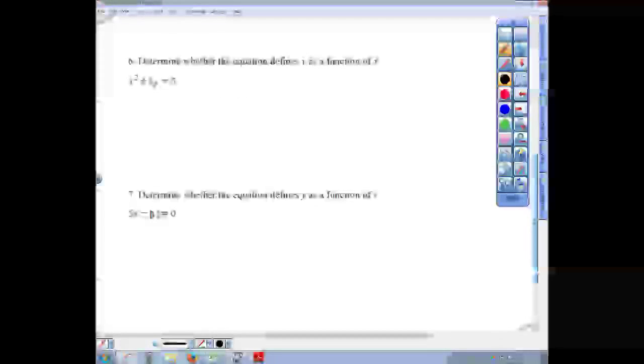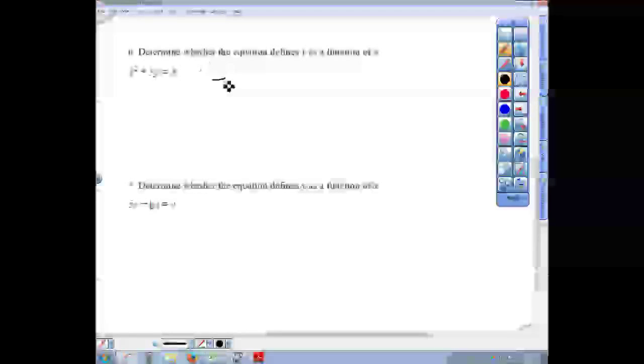Again, questions 6 and 7 both come from section 2.2. These were towards the end of your homework. Determine whether the equation defines y as a function of x. So, two ways I guess you could think about this. Graphically, if we were to produce a graph of either one of these, it would have to pass the vertical line test. Or, if you plugged one number in for x, you'd have to get a single number out for y. One number in, one number out. That's the definition of a function.